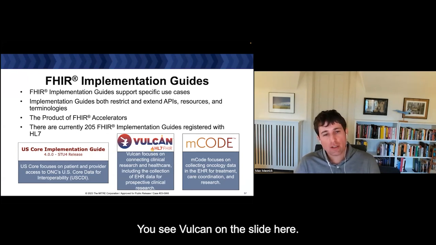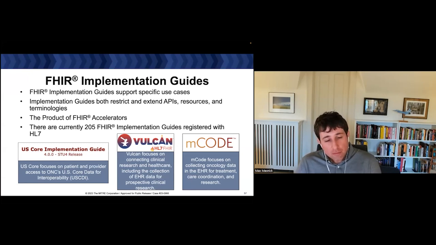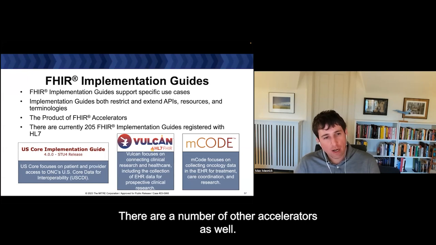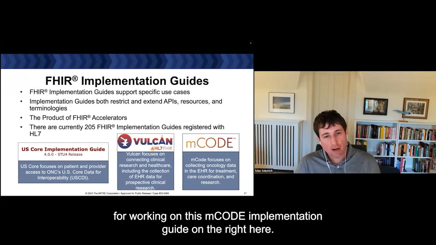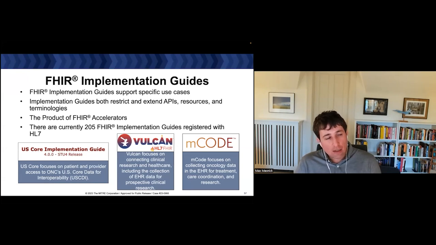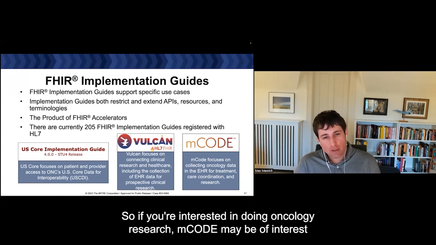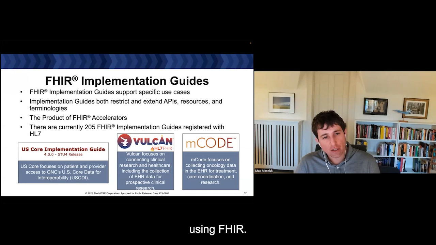You see Vulcan on the slide here. Vulcan is a FHIR accelerator that's specifically focused on clinical research. There are a number of other accelerators as well. There's an accelerator called Codex, which is responsible for working on this mCODE implementation guide on the right here. And mCODE is an implementation guide that focuses on collecting oncology data. So if you're interested in doing oncology research, mCODE may be of interest to you as a way to represent the critical data for that work using FHIR.